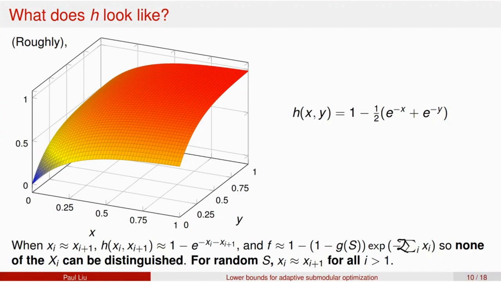And because all of the xi layers are summed, none of the xi's can be distinguished.